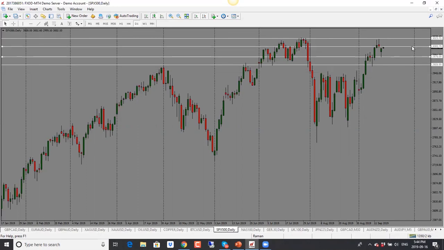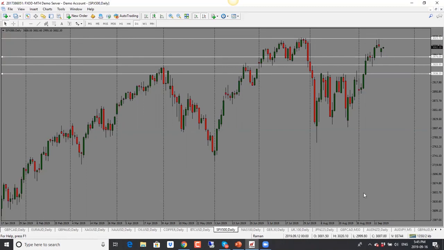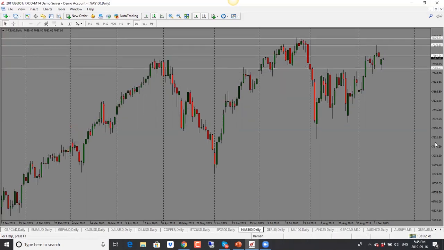Now, we do see support resistance right about at the 3000 level. In case it doesn't get through, it could drop. But I think we are likely to see prices going higher here. So bullish bias for S&P 500, 3020 is the target.